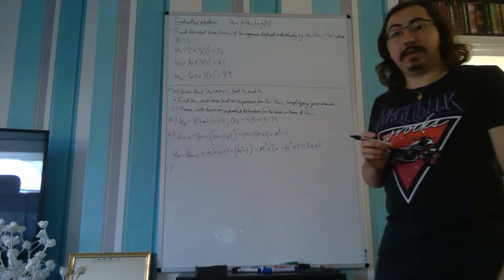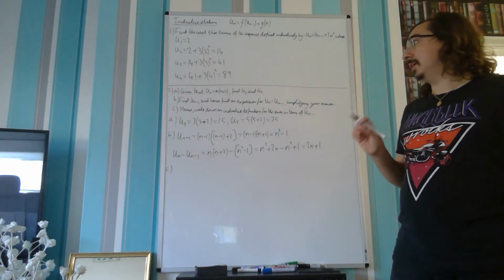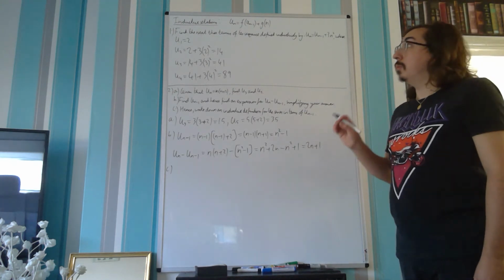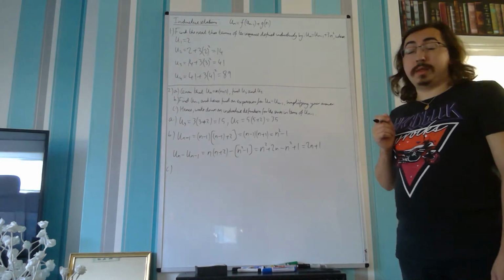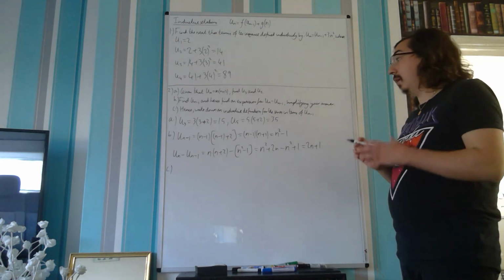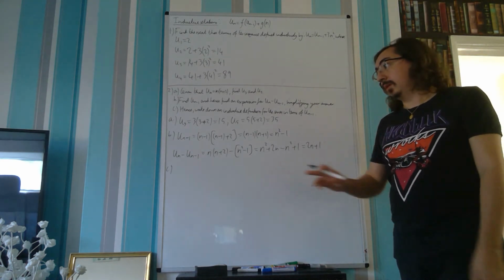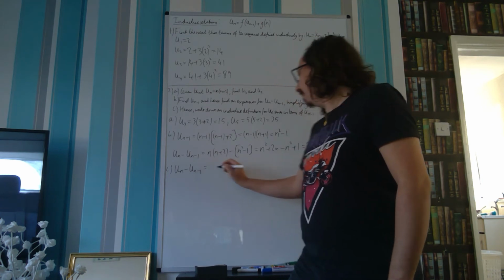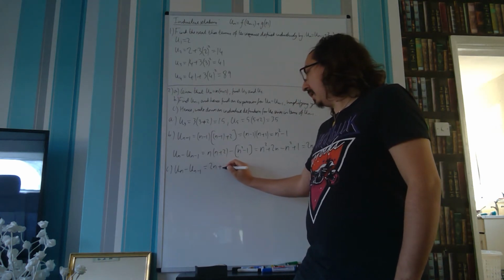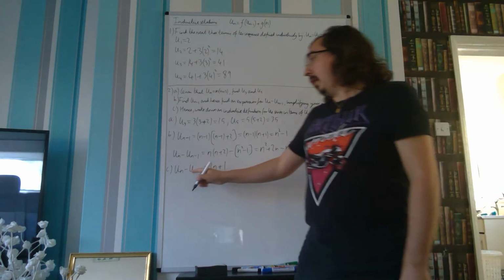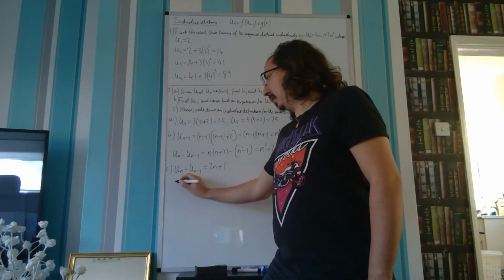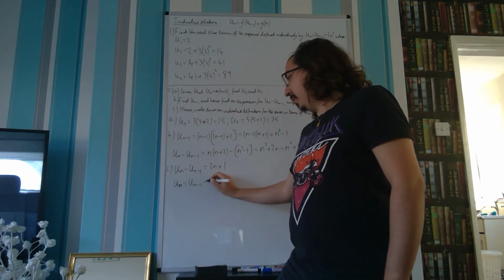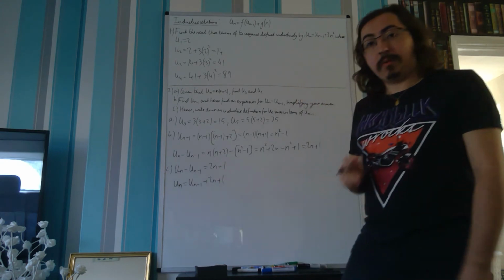Moving on to part C then, it says hence write down an inductive definition for the series in terms of un minus 1. Well, that means that basically we want to make un the subject of the formula, and then we want to make it all in terms of un minus 1. So let's take our solution for part B of un minus un minus 1, which is equal to 2n plus 1. If we move the un minus 1 to the other side, it becomes a plus. So un is equal to un minus 1 plus 2n plus 1.